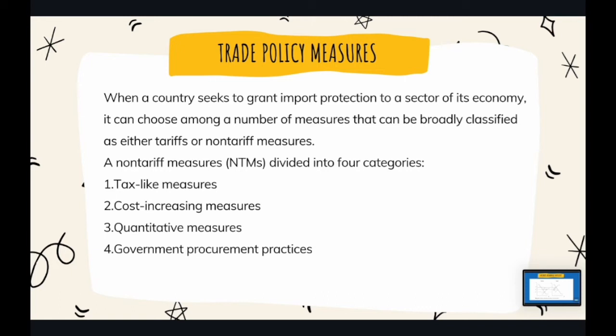And the third one, quantitative measures. It is a large group of NTMs including import quota, tariff rate quota or TRQ, voluntary export restraints or VER, import licensing, foreign exchange control, sanctions, and embargoes. Also, local or domestic content requirement and import or export balancing requirement.